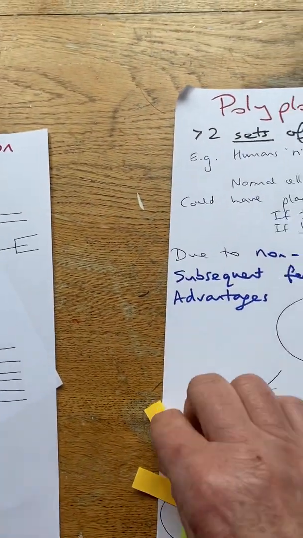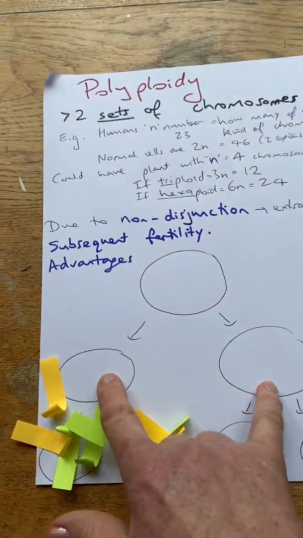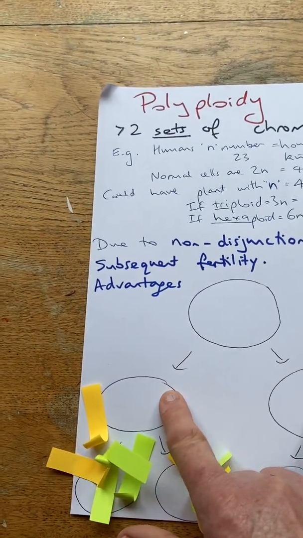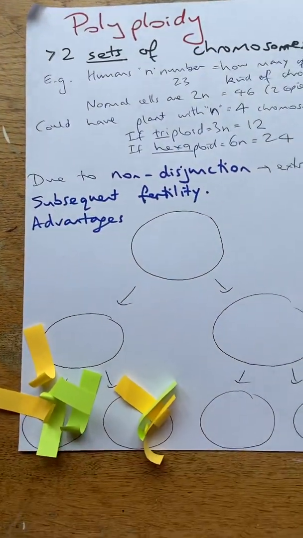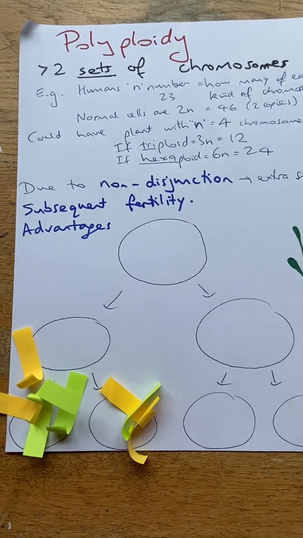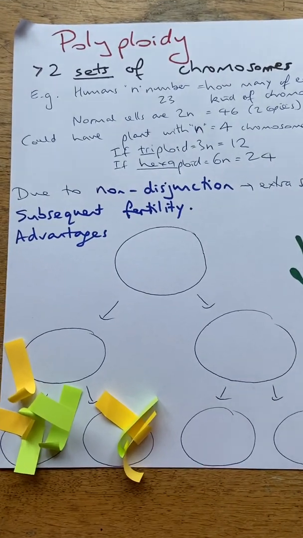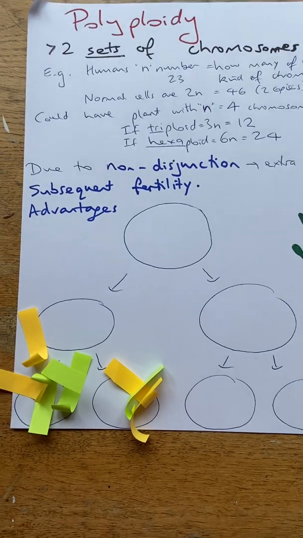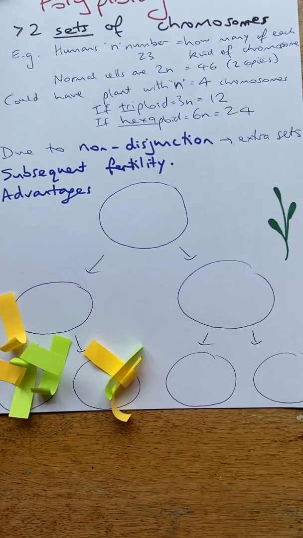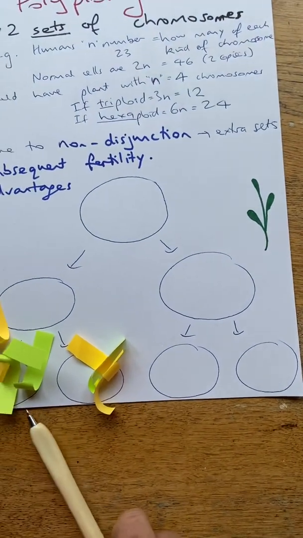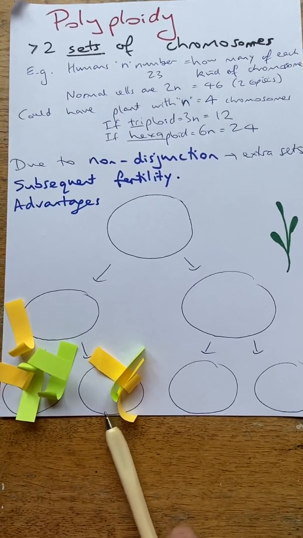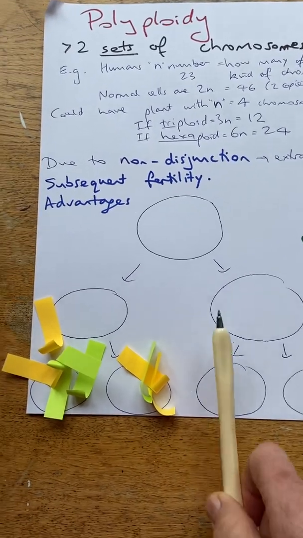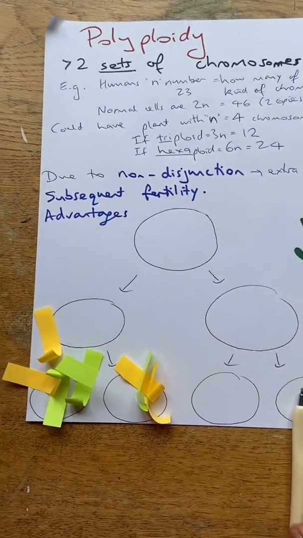And that's the key. You can get the non-disjunction done here as well, so you have a normal split to start with, but then the second splitting doesn't happen. Either way, you're going to end up with twice as many in the gametes as you should have, and so that will instantly be a new species. And depending how many you end up in the gametes and what they subsequently fertilize with, the fertility will depend on whether the number's even or not.